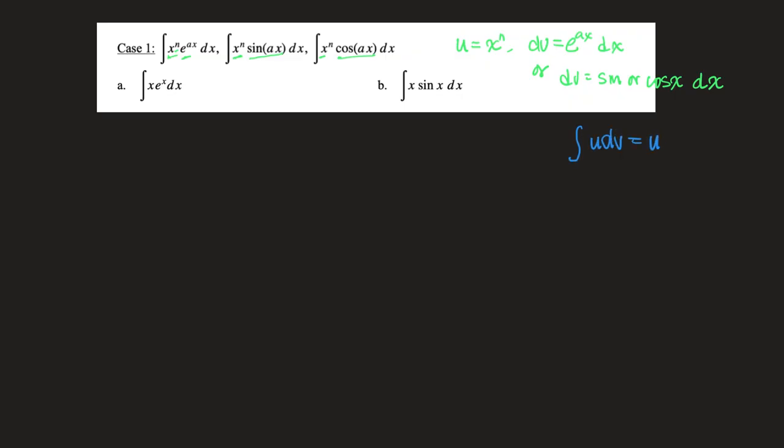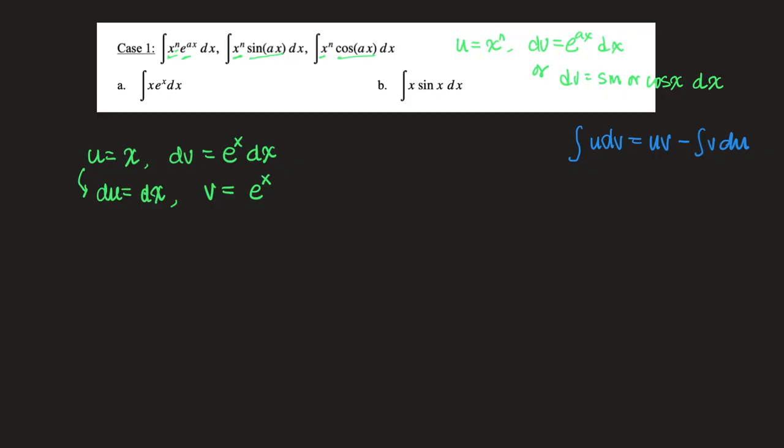udv equals uv minus the integral of v du. That's integration by parts. Let's try the first one. u is going to be x, and dv is going to be e to the x dx. Take the derivative of u: du is 1 dx. For v, take the integral of dv, which is e to the x.